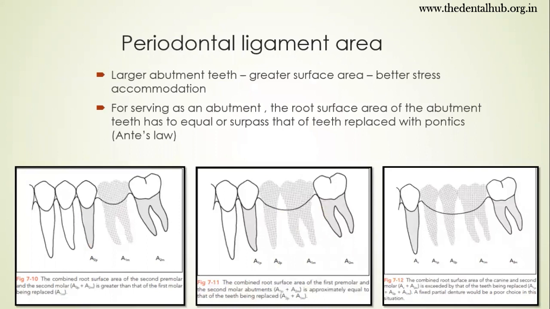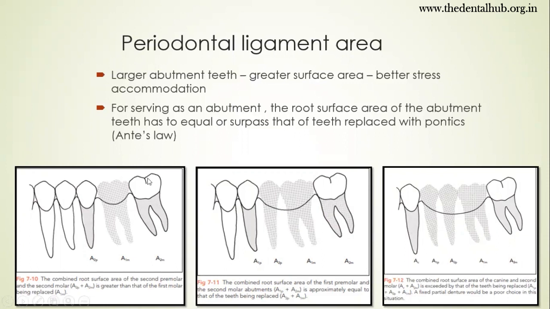Then, periodontal ligament area. So it is obvious: larger abutment teeth have greater surface area, which would help the abutment teeth endure stress better. There's a famous Ante's law which states the root surface area of the abutment teeth has to be equal to or has to surpass that of the teeth replaced with pontics.